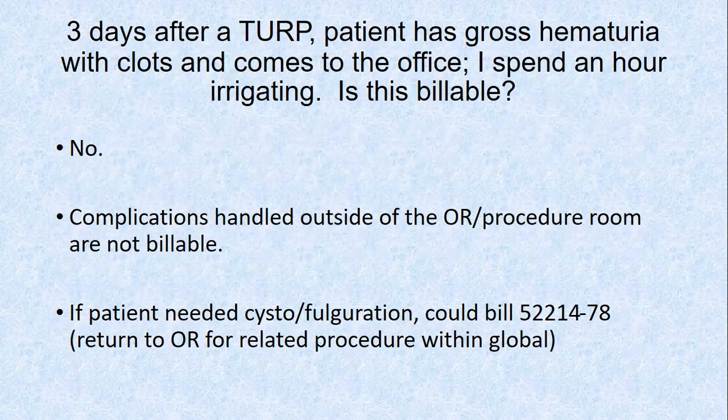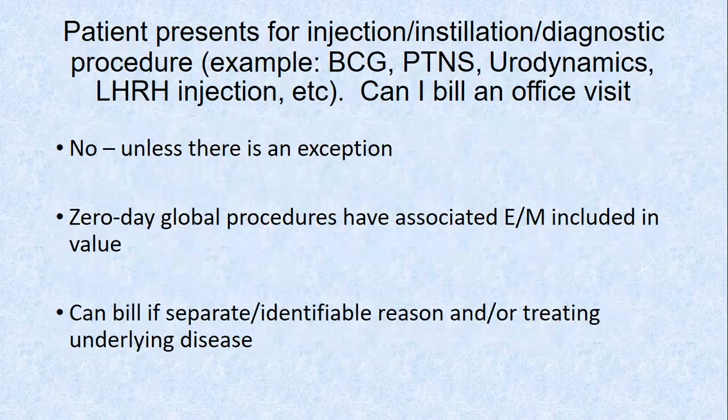Three days after a TURP, a patient has gross hematuria with clots and comes to the office. I spend an hour irrigating. Is this billable? Unfortunately, no. All complications handled outside of an operating room or dedicated procedure room are included in the value of the service. If the patient did need to go to a procedure room or an ambulatory surgical center or hospital for cystoscopy with fulguration, one should bill at that point 52214, which is cystoscopy with fulguration, and modifier 78, return to the operating room for a related procedure within the global period.